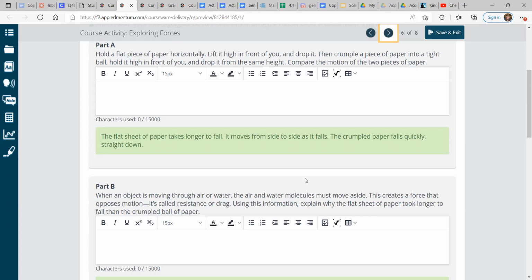So if it's flat, it will take longer to fall. It moves from side to side as it falls. But if you crumple up paper, it falls quickly.